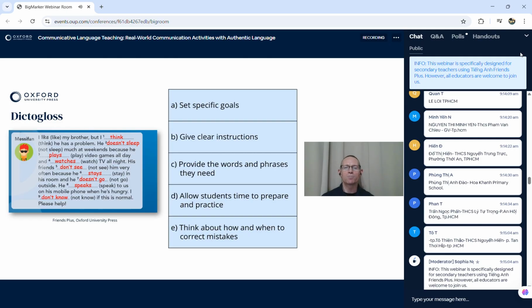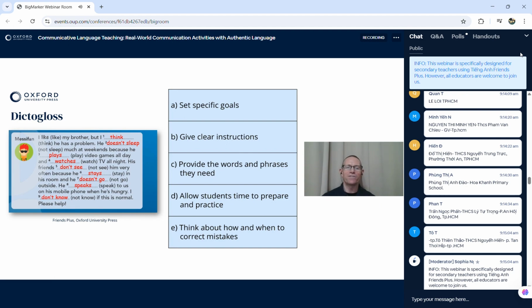We allowed students time to practice by practicing in a pair. And then to correct the mistakes again, I would recommend having students look again at the original passage and thinking about what is different to their reconstruction of the text. So again, I really recommend Dictogloss. It's similar to dictation, but it encourages freer use of the language.